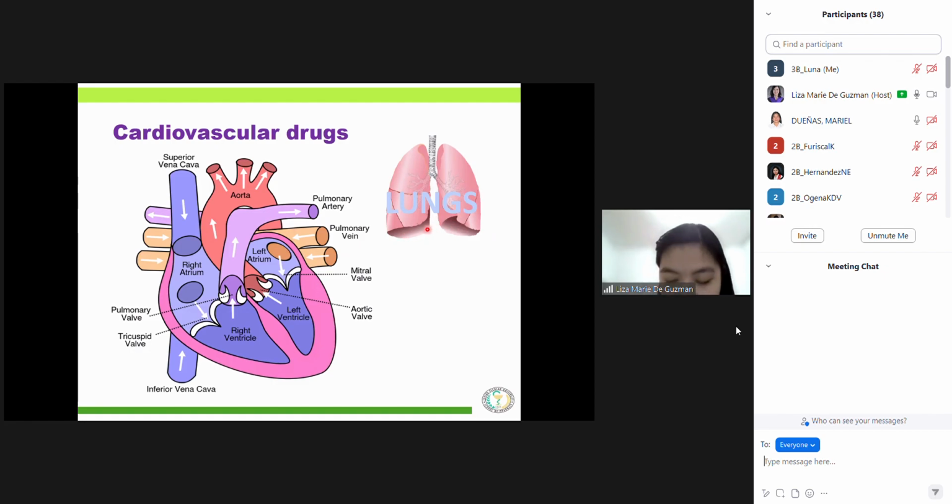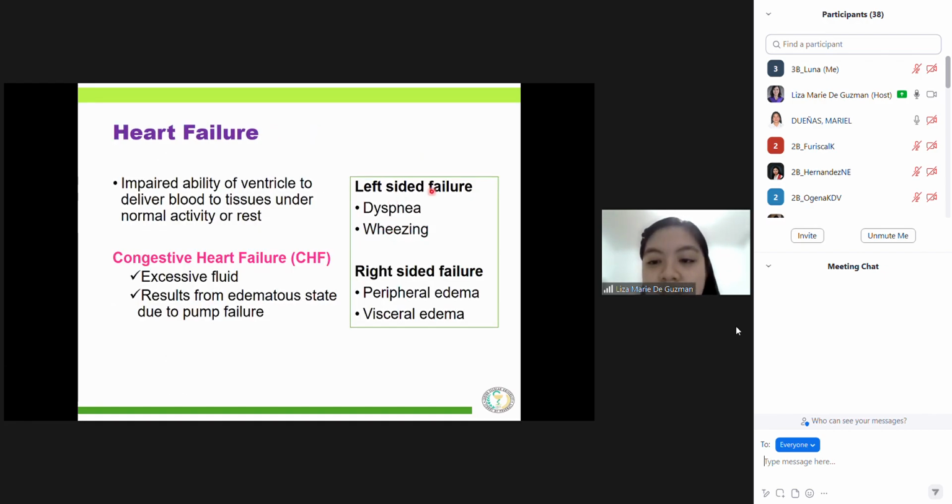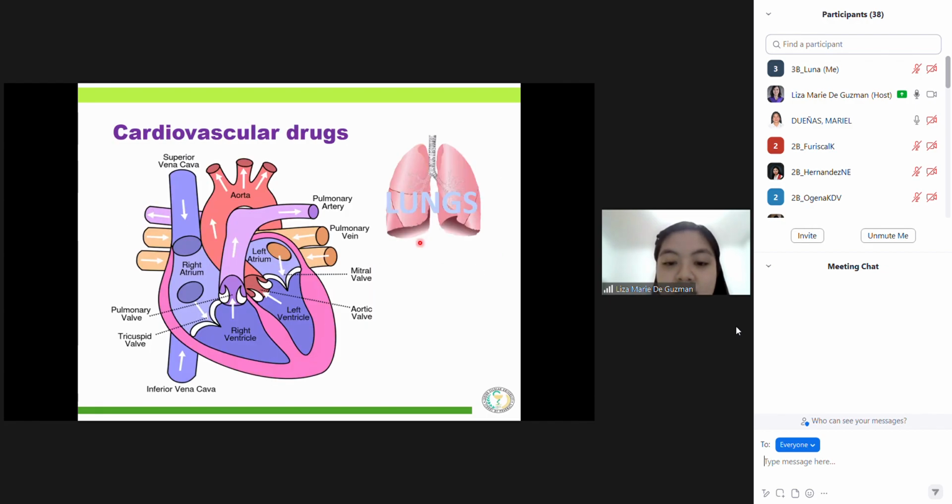So what will you notice in the manifestation of left-sided failure? Dyspnea, difficulty in breathing, and there is also wheezing. Instead of the blood being delivered by the left ventricle to the aorta, it fails to pump the blood, and it accumulates within the pulmonary vein, affecting the lungs. So that is for left-sided failure. In fact, left-sided failure is the more common type of heart failure.